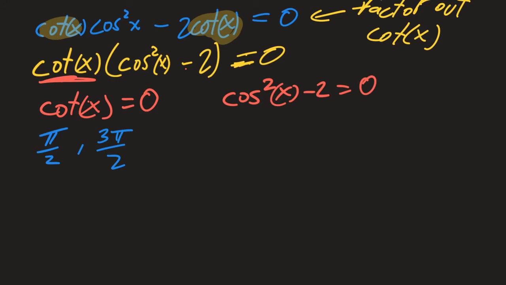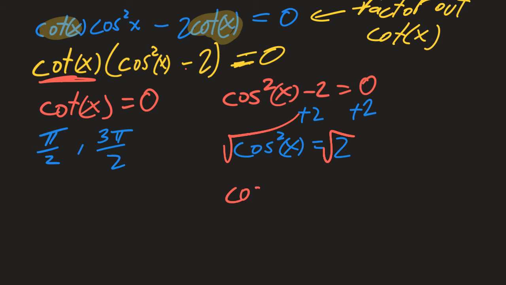Okay, now let's take a look at cosine squared x minus 2. Let's go ahead and simplify this down further. Let's move this 2 to the other side. Cosine squared of x equals 2. And now what am I going to do? Let's take the square root. So if I square root each side, let's not forget about our plus and minus.